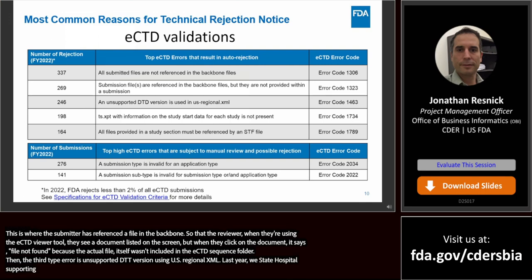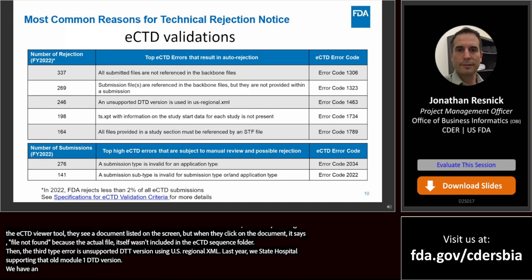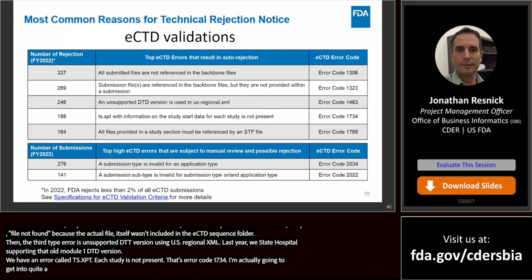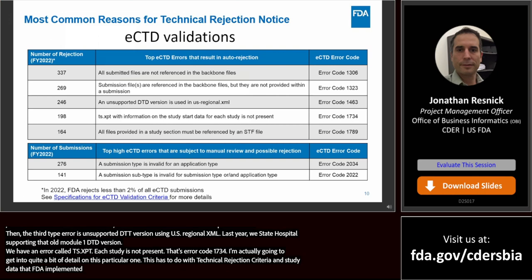Then we have an error called ts.xpt with information on study start date for each study is not present. That's error code 1734. I'm actually going to get into quite a bit of detail on this particular one. This has to do with the technical rejection criteria for study data that FDA implemented back in September of 2021. And we're going to take a good look at that to help make sure everyone understands what's going on there.